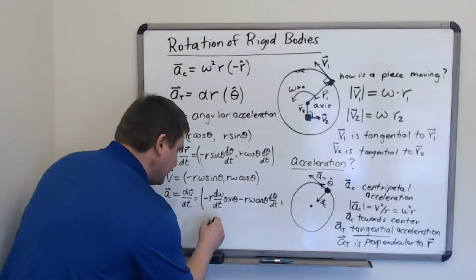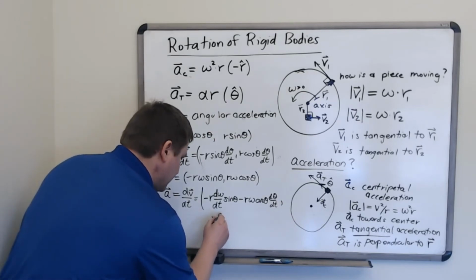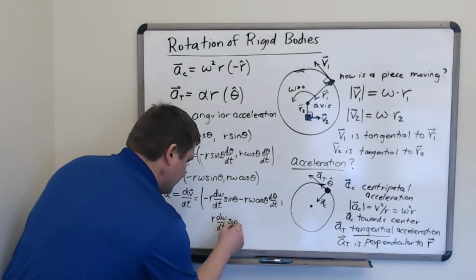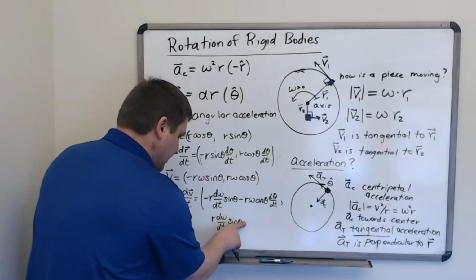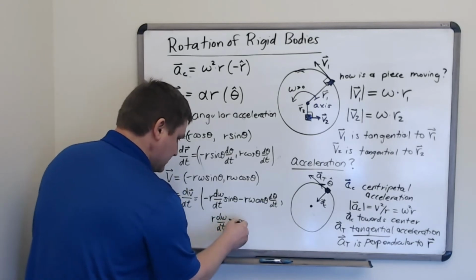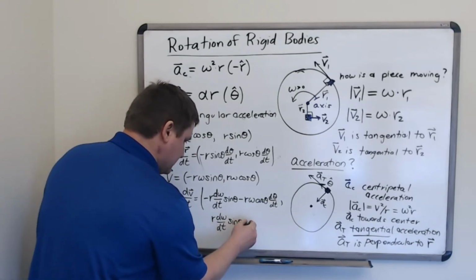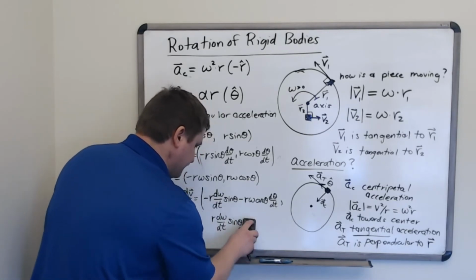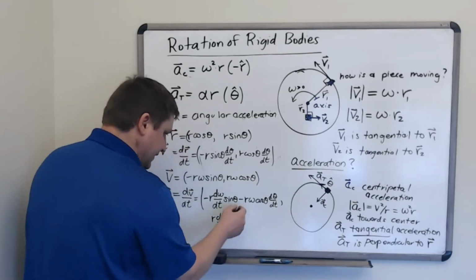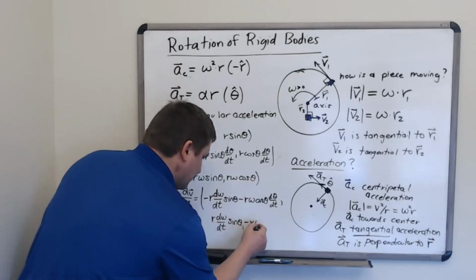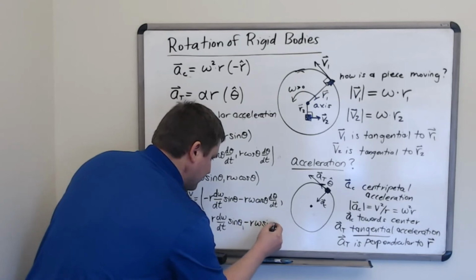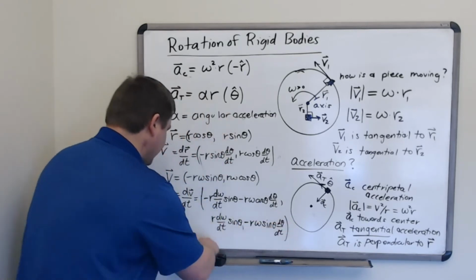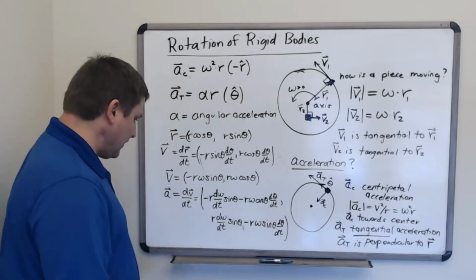Let's do the y component. It will be r d omega dt sine theta plus, I'm going to do the second term, the derivative of cosine. So minus r omega sine theta d theta dt. So that's the acceleration vector done by derivative.